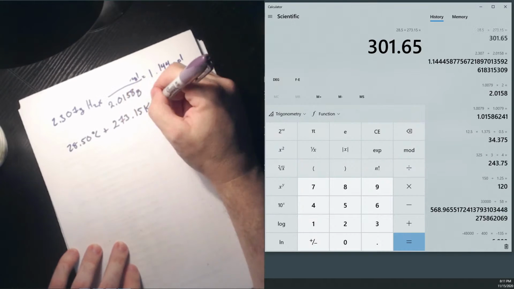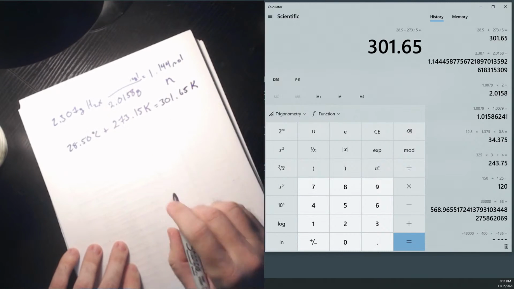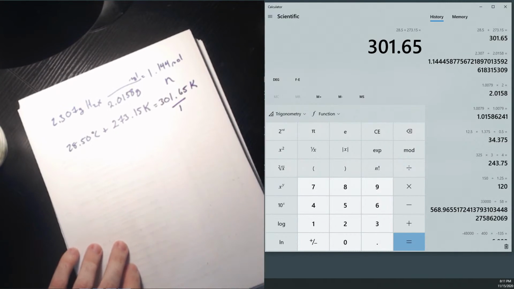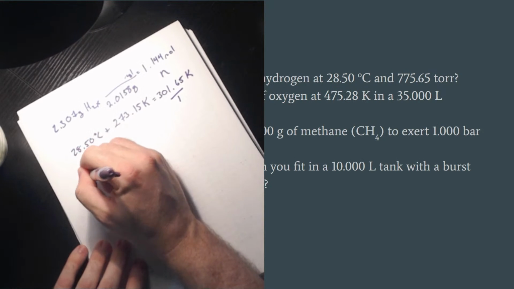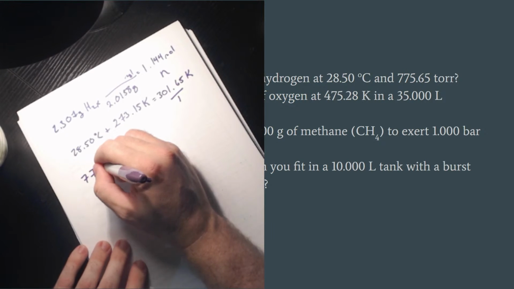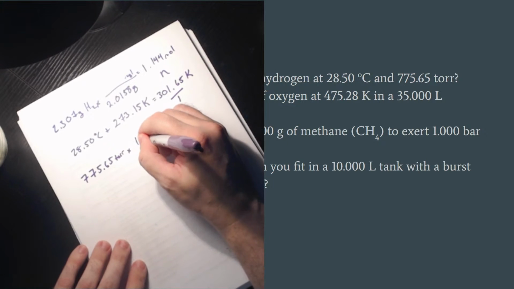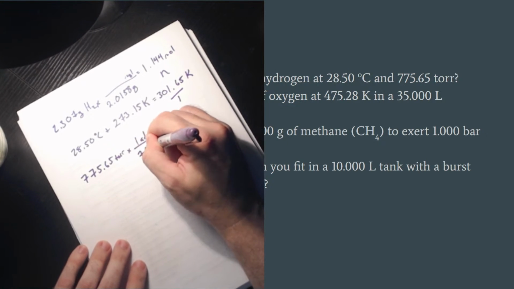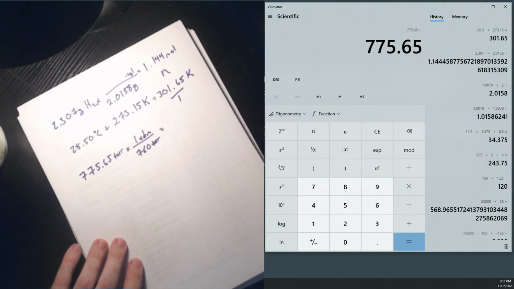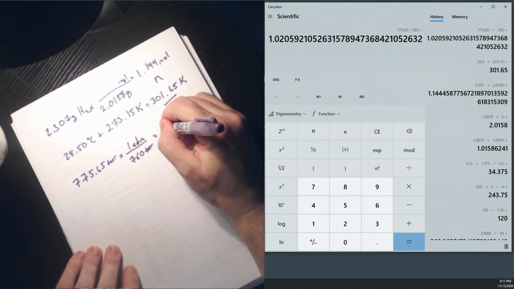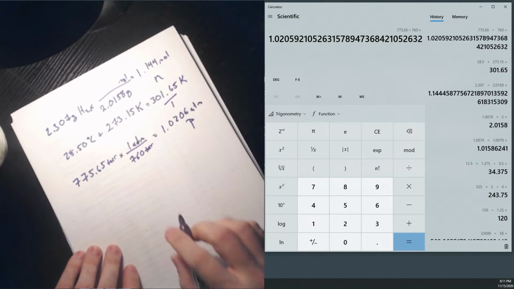Is 301.65 Kelvin. So now we have our temperature. And I'm going to go ahead and convert torr over to atmospheres. 775.65 torr times 1 atmosphere per 760 torr is 1.0206 atmospheres. So now we have our pressure.